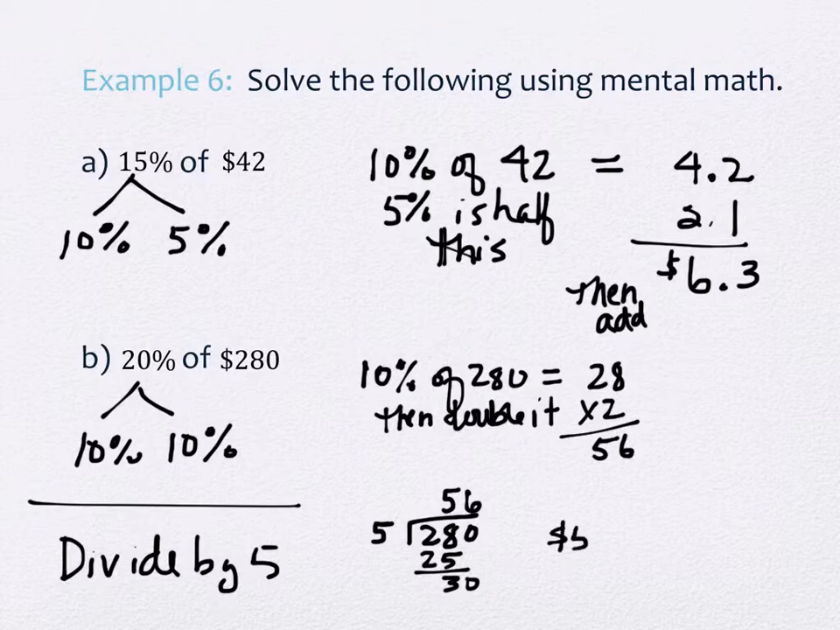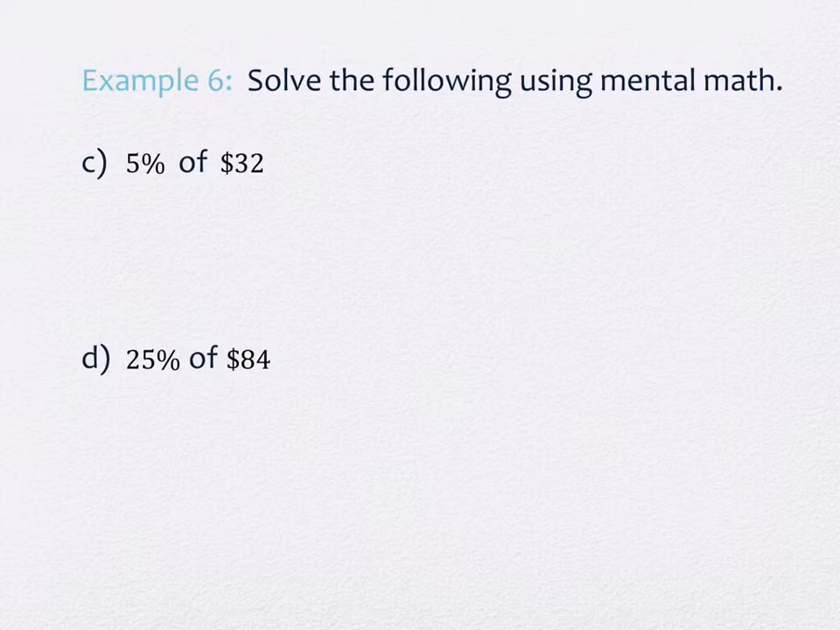So either way, those are very different ways of doing the problem, but they both work very well, and are both totally legit mental math. All right, what about 5% of 32?